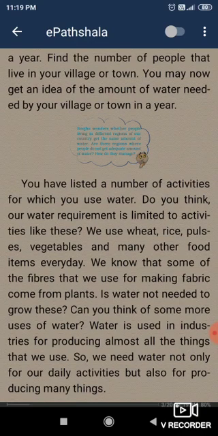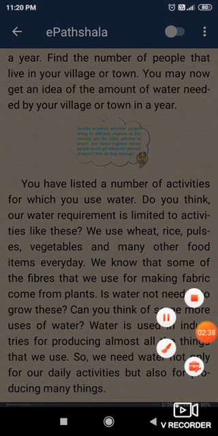Find the number of people that live in your village or town. Next page. You may now get an idea of the amount of water needed by your village or town in a year. Got it, children?